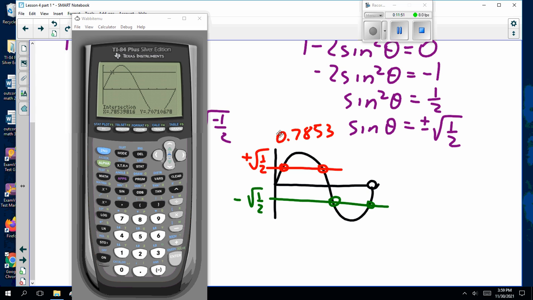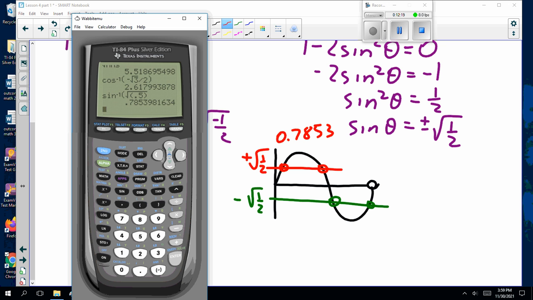And, oh, wait a minute. I can still solve this algebraically. Because this is inverse sine of the square root of 0.5, which is 0.785. So I can do this algebraically, and the second answer will be pi minus that, so 2.36.